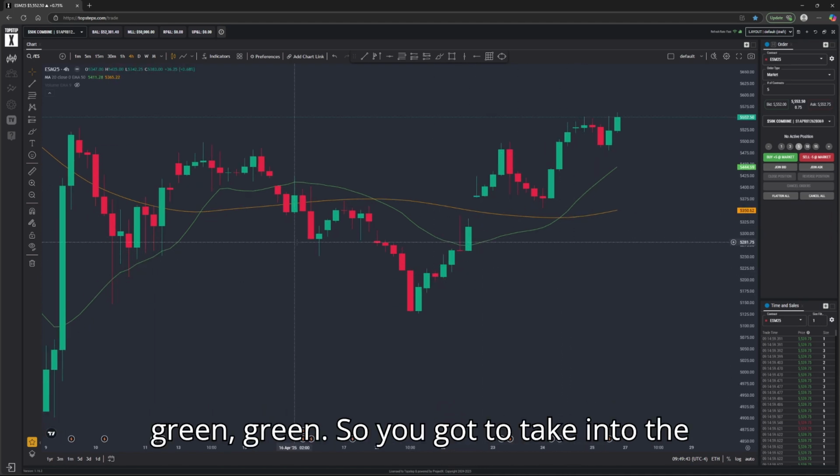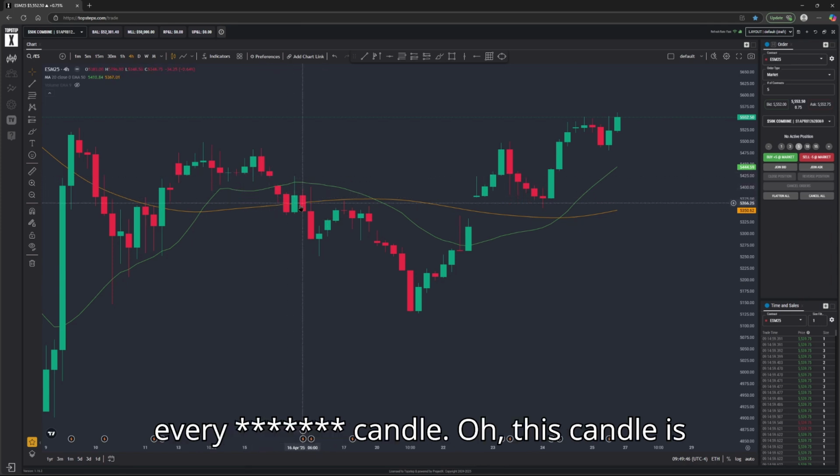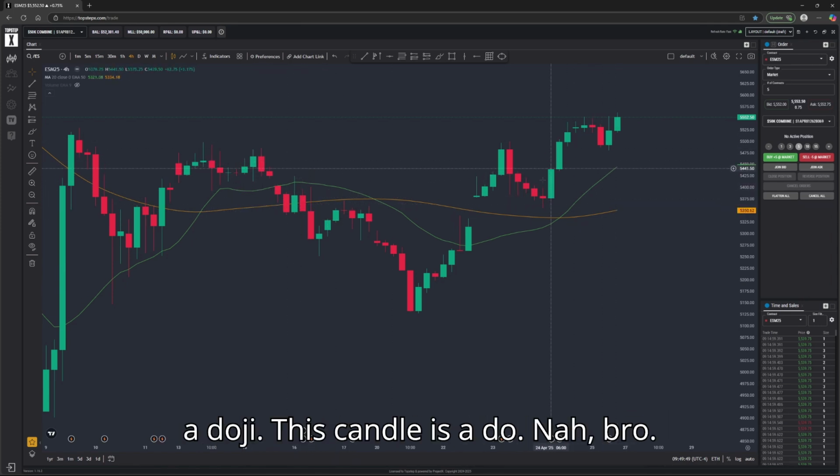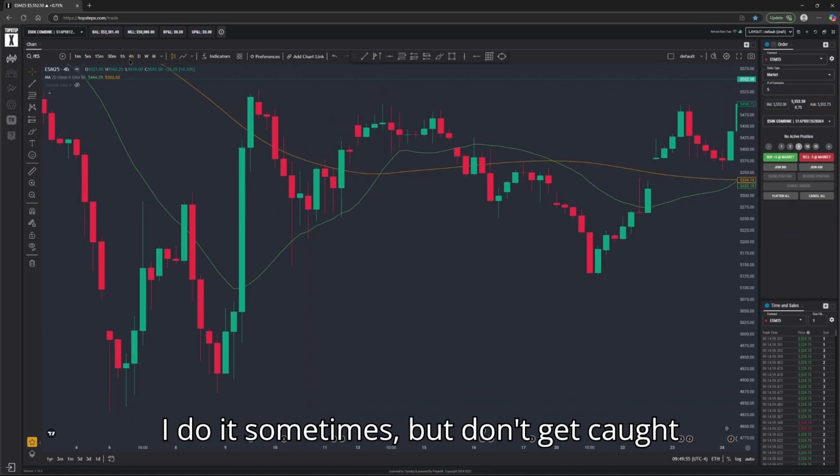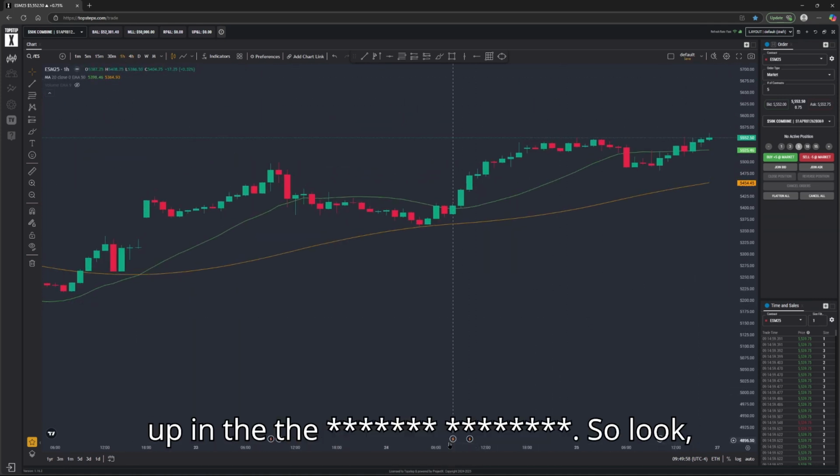So you got to take that into account. You got to memorize every candle. Oh, this candle is a doji. This candle is a doji. Nah, bro, forget that. Do other people do it? Yeah. Do I do it sometimes? But don't get caught up in the bullshit.